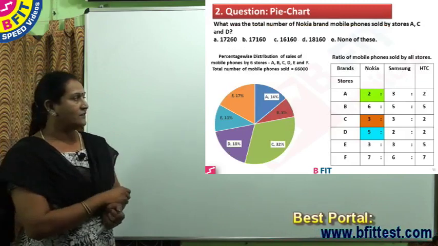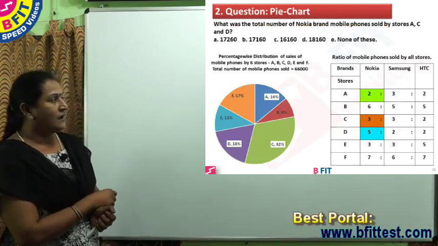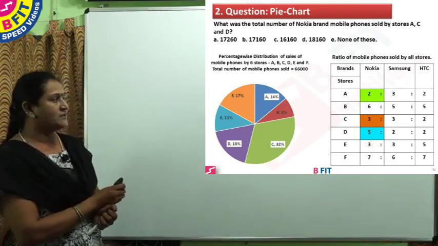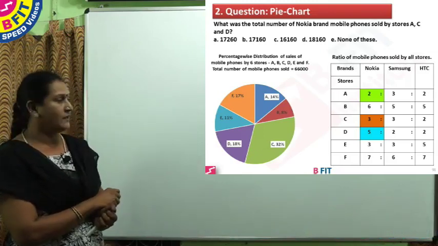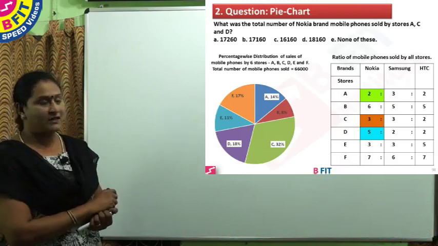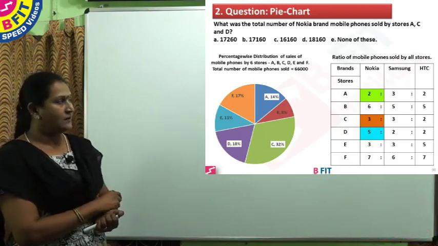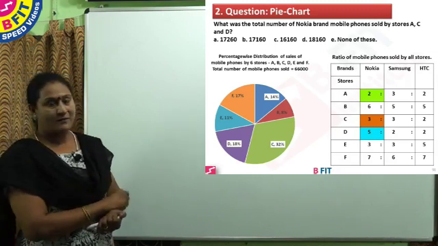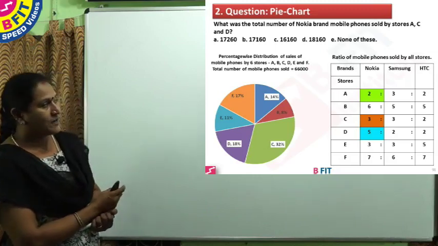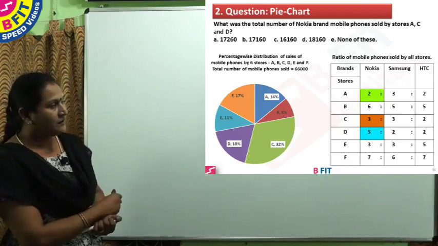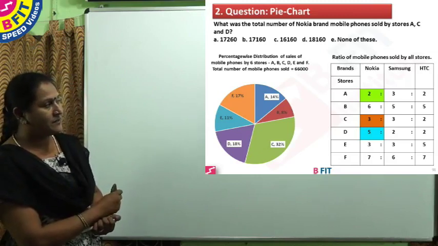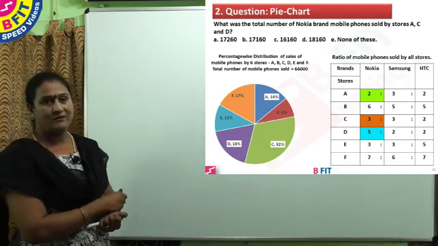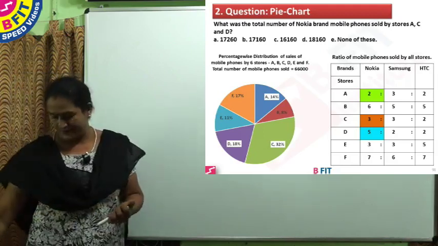So here we have the working slide, and we need A, C and D. The percentage for A, C and D is 14% for A, 32% for C and 18% for D. And we need the same brand for all the 3 stores, Nokia brand. So Nokia is 2 out of 7, and for C Nokia brand is 3 out of 8, and for D it is 5 parts out of 9. So we'll do the working.